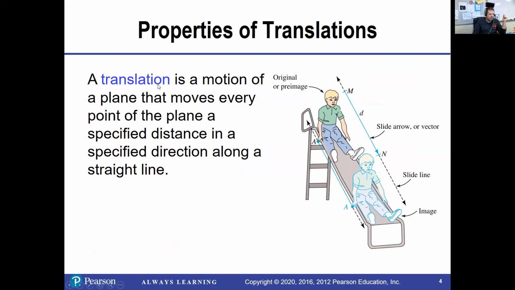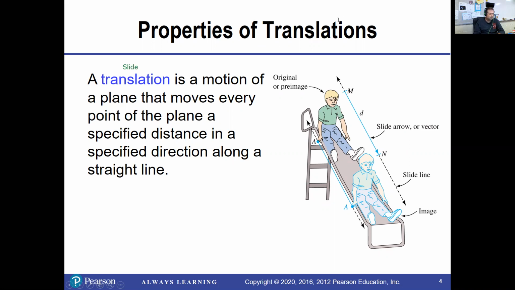So let's talk about a translation. The common term for a translation is a slide. Some kids will tend to use that as a term, and you can use slide, but that is not a mathematical term. A translation is a motion of a plane that moves every point of the plane a specific distance and a specific direction along a straight line.